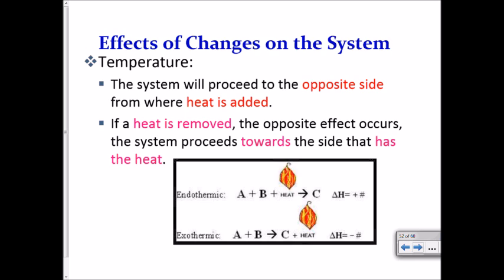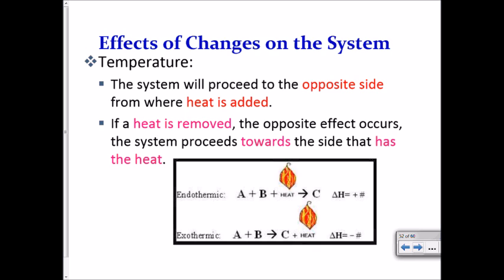So it's the same kind of concept as concentration. If you add it, it's going to go opposite. If you remove it, it's going to go to that same side. But you've got to figure out where the heat is. Is it going to be a reactant or product, depending upon what type of reaction it is? Is it endo or exothermic? So position that heat in there before you decide which way it's going to move. Same concept as concentration: adding, opposite; removing, same, in terms of which way you're going to proceed.